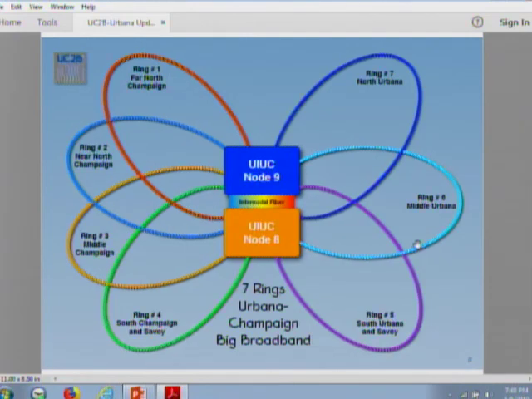Some of the network that City of Urbana had built prior to this didn't have dual connections. It had a single connection. And depending on where the fiber got cut, you could lose half your school district. And it might take a day to get it fixed, which is not real convenient for anyone.